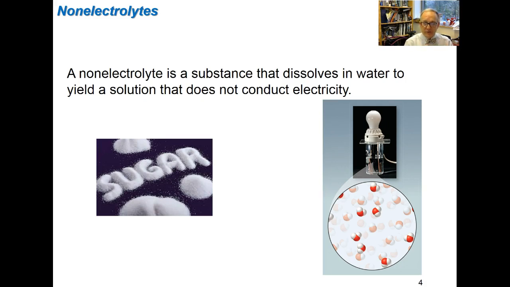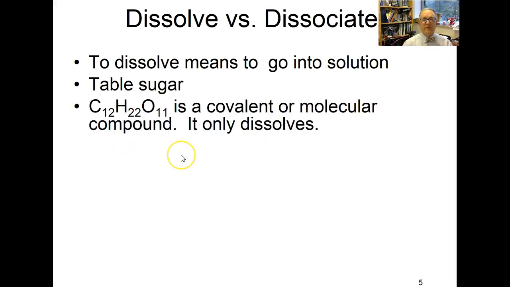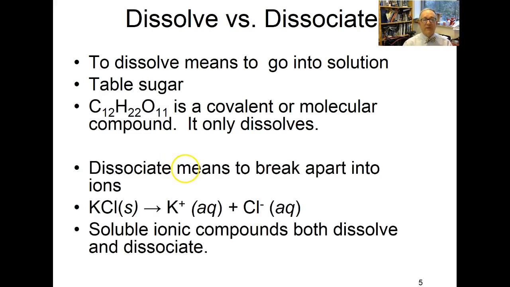So we've got electrolytes, they're weak and strong. Then we have non-electrolytes. So dissolve versus dissociate. I want to make sure that you understand this difference. Dissolve simply means you're going into solution, that the particles become surrounded by water molecules. So table sugar was an example. It's a covalent or molecular compound, and it only dissolves.